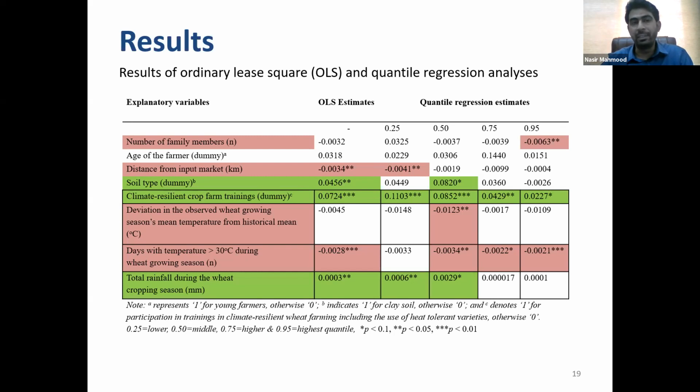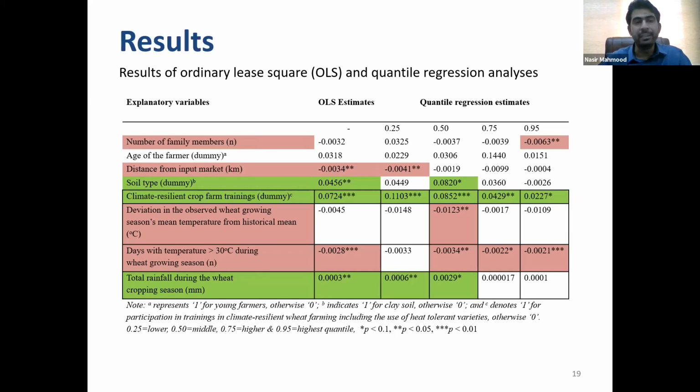Because after a certain point, the family members are supposed to serve as the family farm labor. So after a specific point, every additional unit of the family labor causes a decline in output per unit of the labor input. That's why this variable has a negative relationship with the economic efficiency, but only in the highest quantile. Second variable is the distance from the input market.